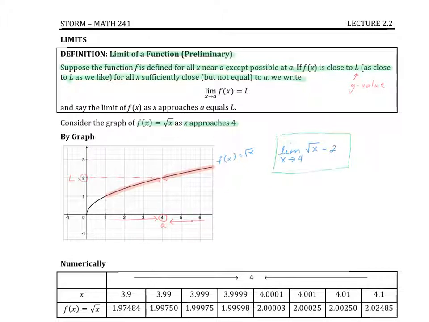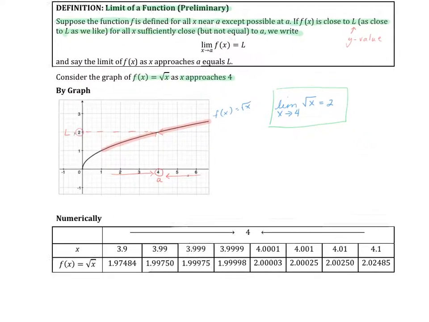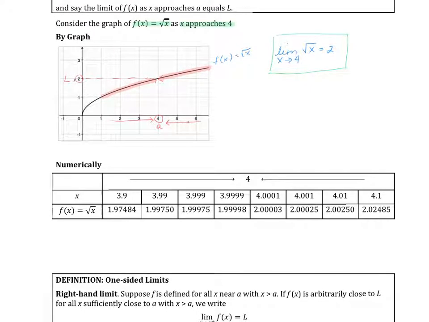Okay, so again, as your x values approach some a value, what are your y values approaching? If they approach this number L, then that's the limit. So we can find the limit by looking at a graph, or we can find a limit by making a table, similar to the table that we made in the previous section. So this would be figuring out a limit numerically.